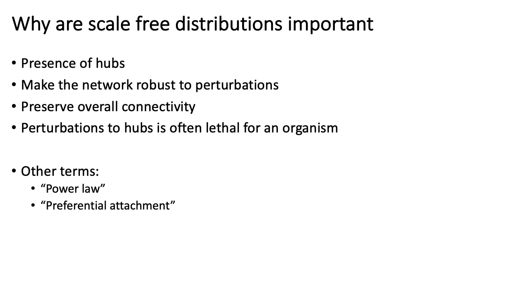And basically, another way of saying the network is robust is that if you remove most nodes individually, then the overall connectivity of the network is still maintained. And yeah, it's also worth pointing out that other related terms that are used to describe scale-free networks are terms like power law or preferential attachment. Those mean pretty similar things as scale-free networks.